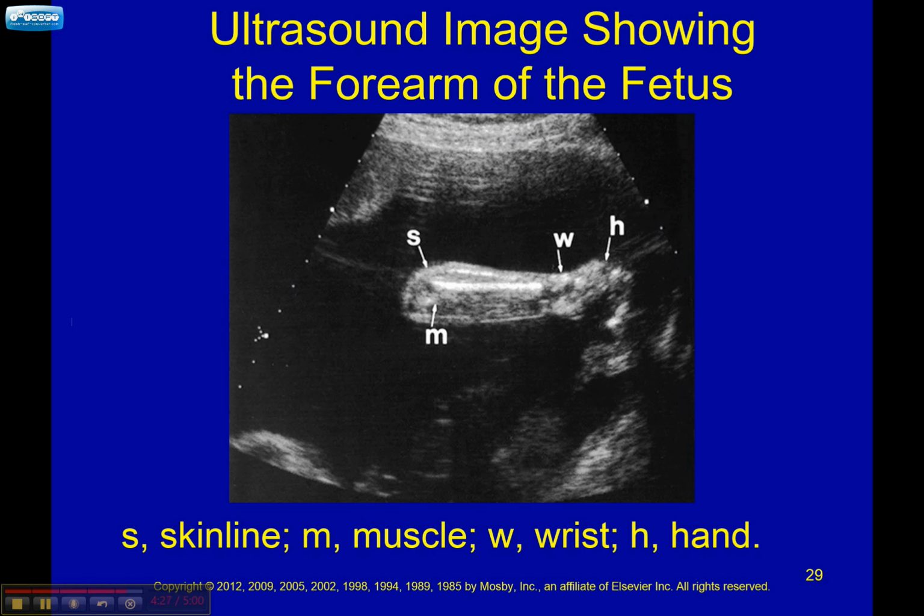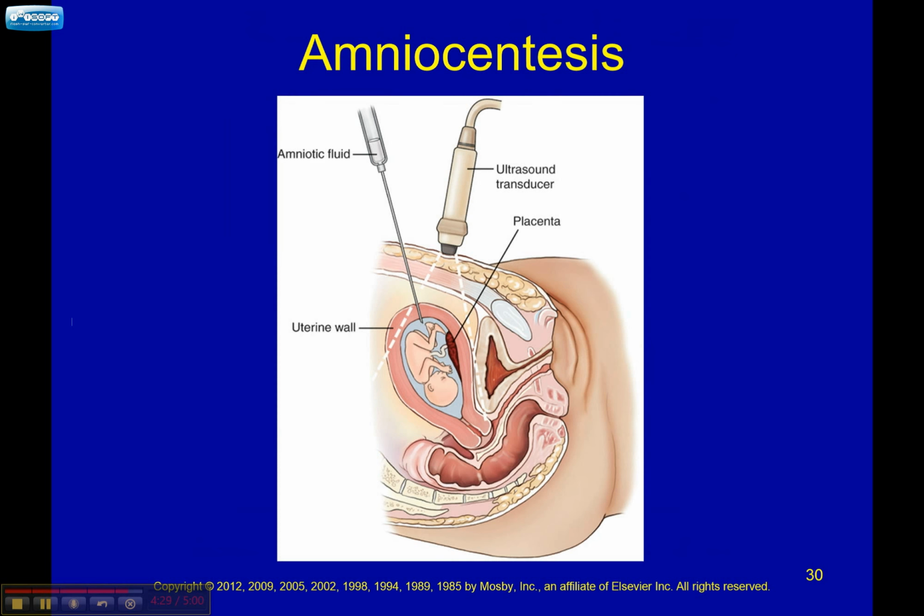Here we have an ultrasound, and here's how they actually do an amniocentesis. They actually go into the amniotic sac and pull some of the amniotic fluid out, and they usually do that when they're trying to diagnose any sort of chromosome abnormality.